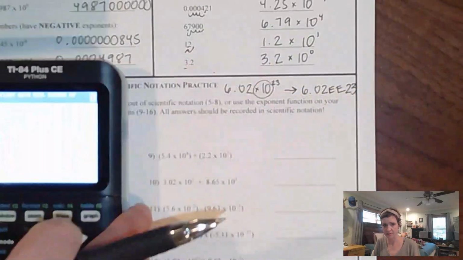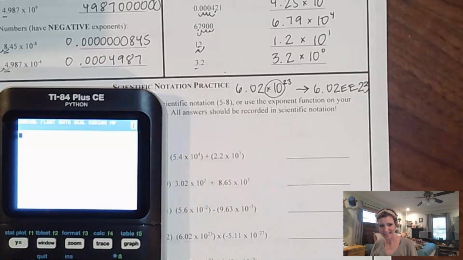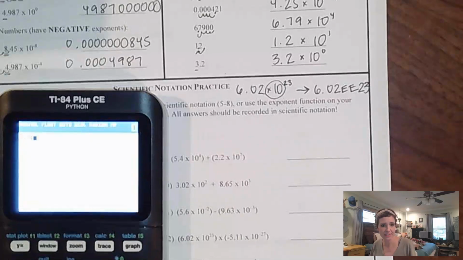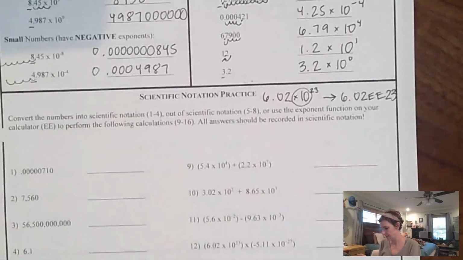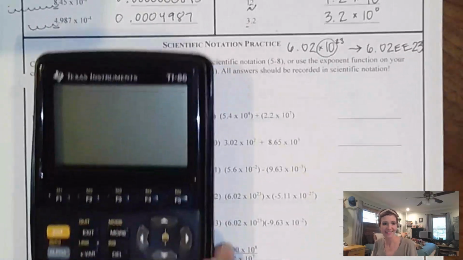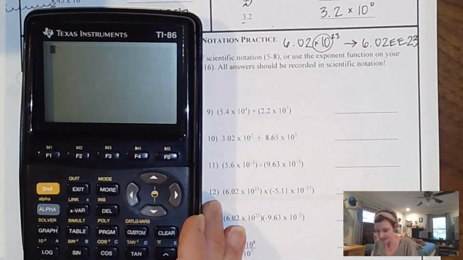I'm trying to figure out how I want to organize this. Okay, so here we go. We go 5.4. That's difficult to see. I'm going to use my old one because I feel like we don't want our brains to burn. Okay. Oh, look at that. That is so nice. We love that.